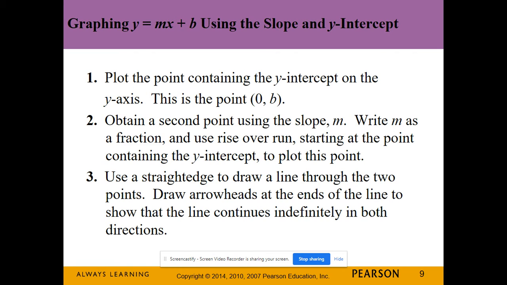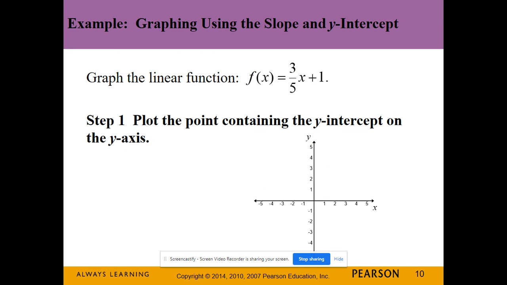All right, so graphing using slope-intercept form. You first plot the point containing the y-intercept on the y-axis. So you just plot that point. Whatever that b value is, it's 0, b as your ordered pair. You can obtain a second point by using slope. You write m as a fraction, use rise over run at the point of the y-intercept, and then you plot the next point. And then you just use a straight edge, draw a line between the 2 points. You're going to draw arrowheads at the ends of the line to show that the line continues indefinitely in both directions. So we'll do that here.